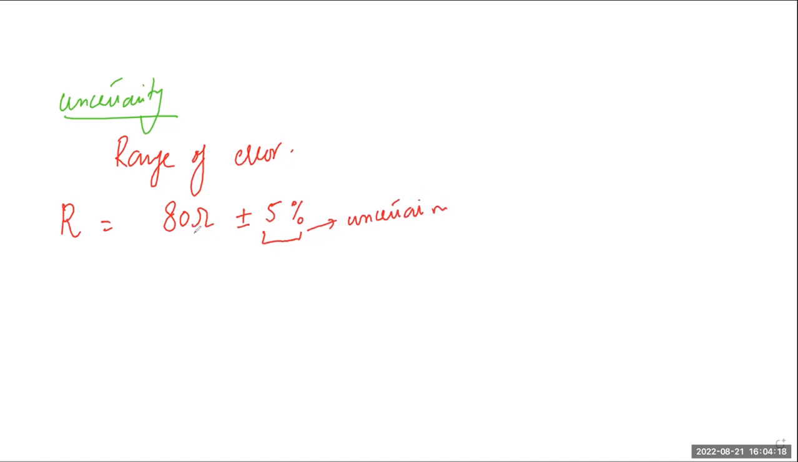So there are basically two types of uncertainties. Number one is percentage uncertainty.